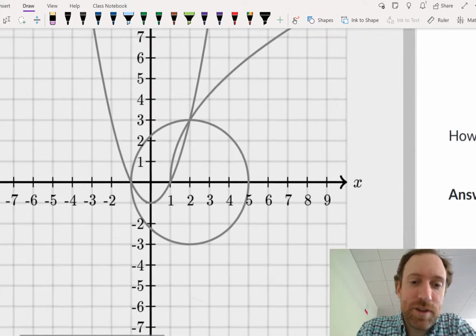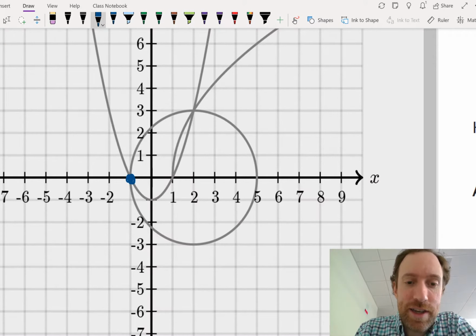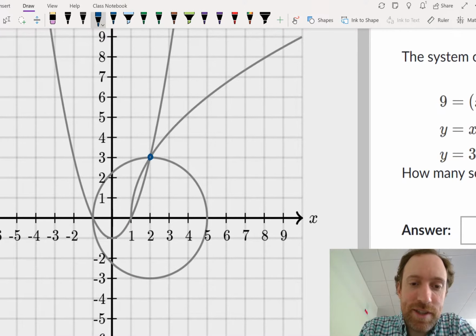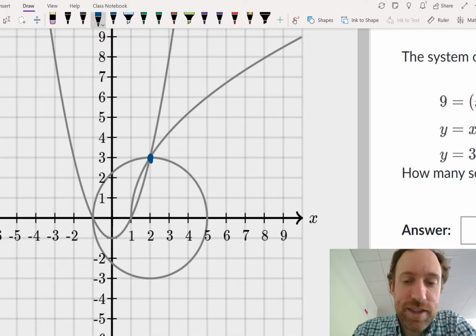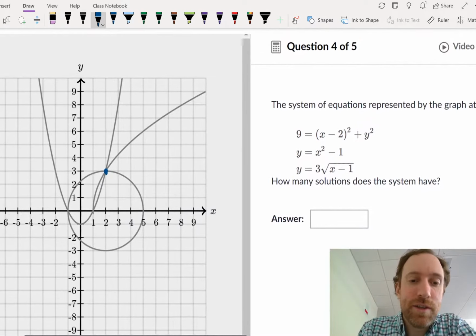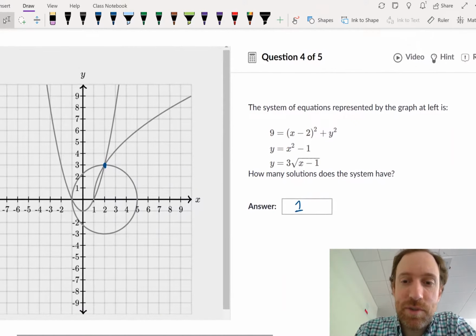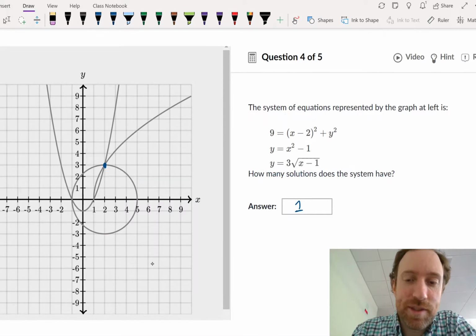So for example, on our graph, this point here at -1, 0 is not a solution to the system because it only satisfies the circle equation and the quadratic equation. It does not satisfy the square root function. Basically, there's a solution point here, and you see that it satisfies all 3 equations because it's on all 3 curves. So this point, 2, 3 is the only solution, and the answer is 1. So I just wanted to point that out about systems of 3 equations.